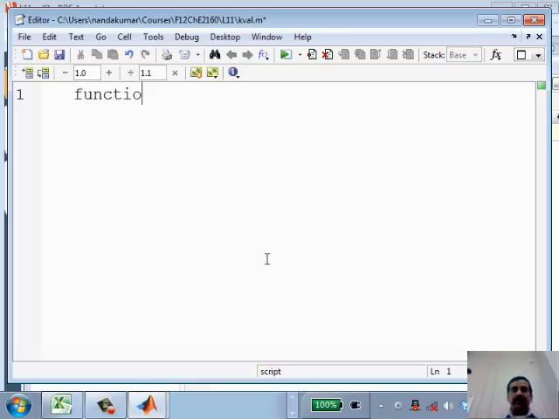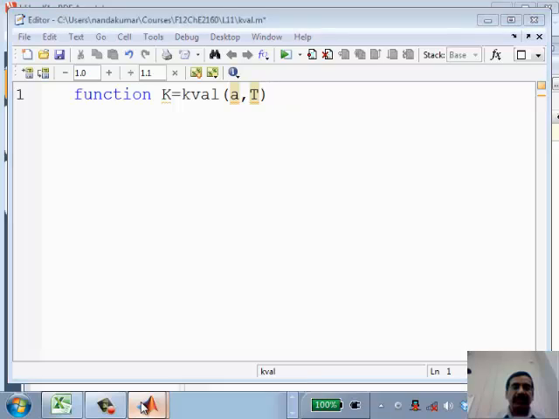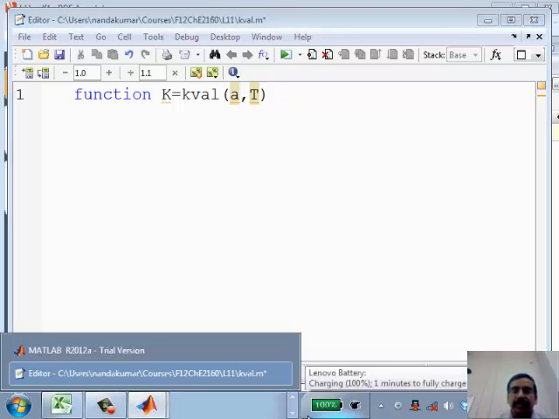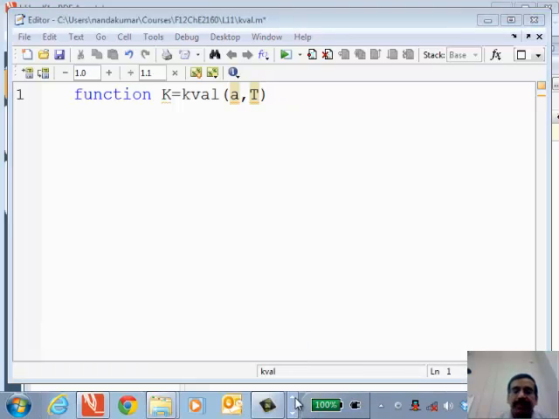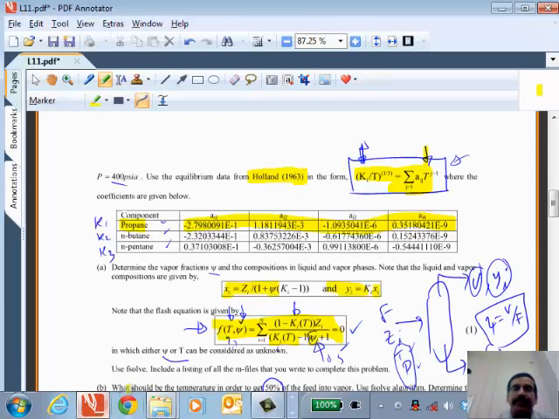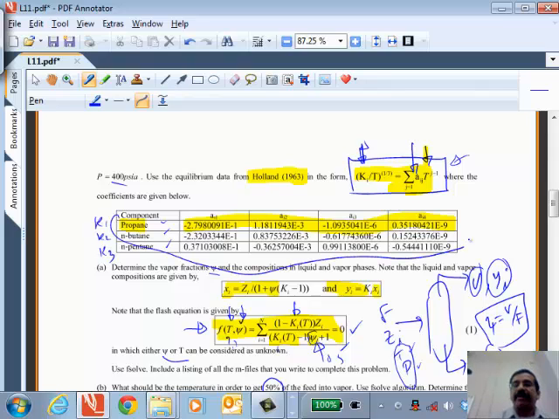Okay? So function, what will I have as an output? K, because I'm calculating k, right? Equals k val, and I'm going to have a comma t as the input. What is a and what is t? Let me see whether I can. I need to switch between these two to show you both. Okay, so a is all these matrices that you see, the numbers here.